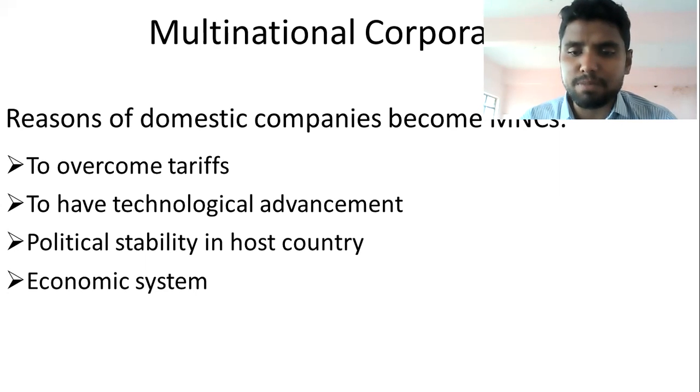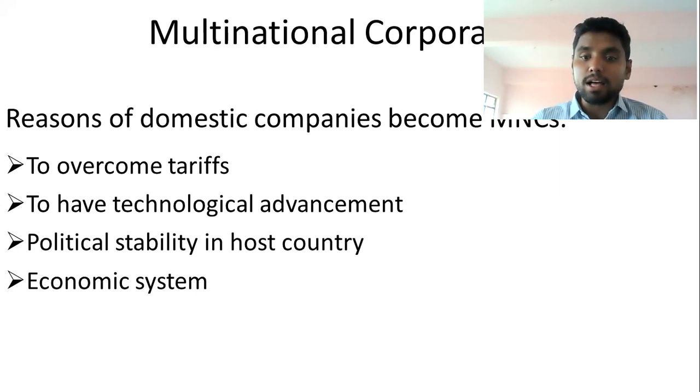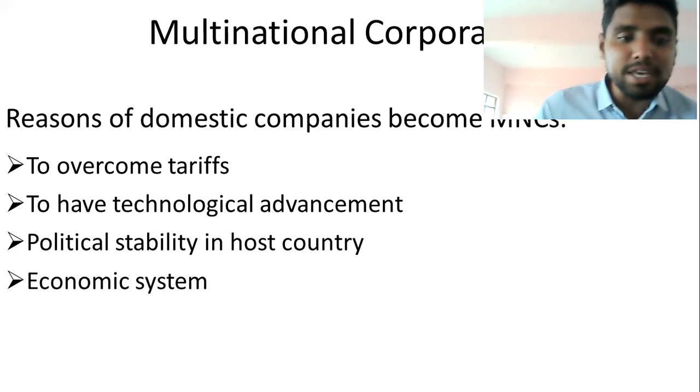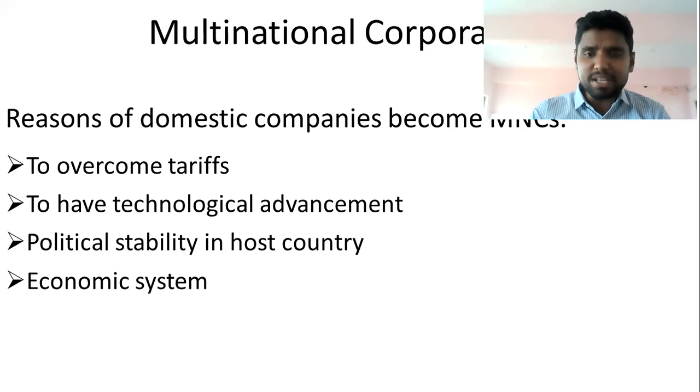economic systems play a very important role. When the economy is thriving, it is a very important reason, because you get a good opportunity to extend your business operations, or for a domestic business to become an MNC.